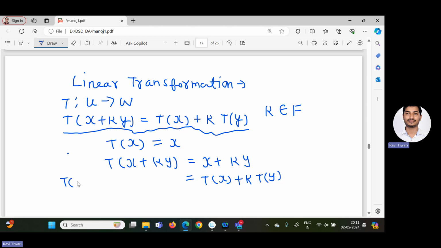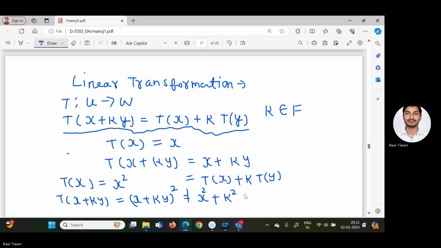For a second example, if T of x equals x square, is this a linear transformation? No, because if you replace x by x plus ky, this will be x plus ky whole square, and this is not equal to x square plus k square y square, because we will get here an extra term 2x ky. So this is not a linear transformation.